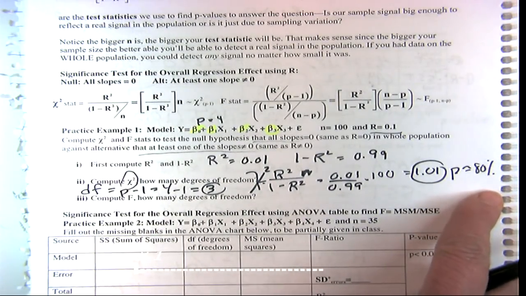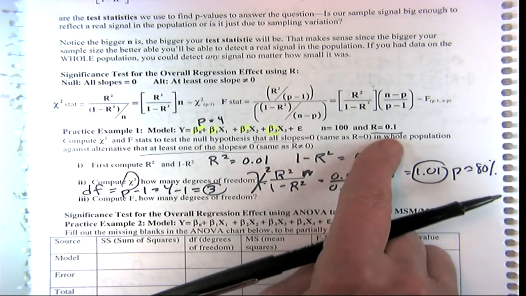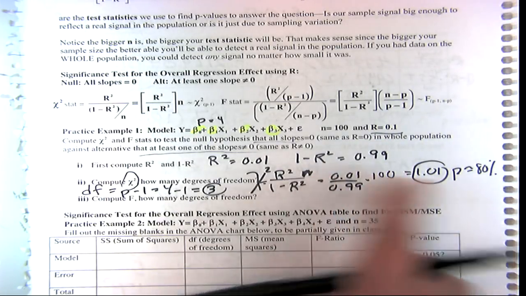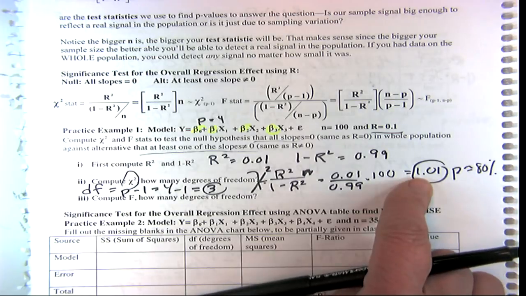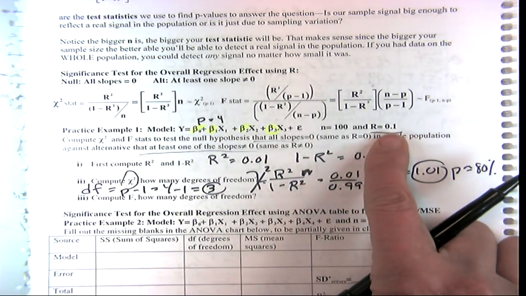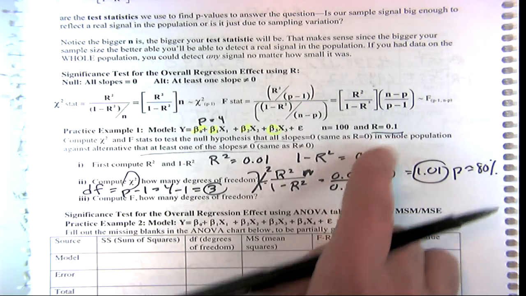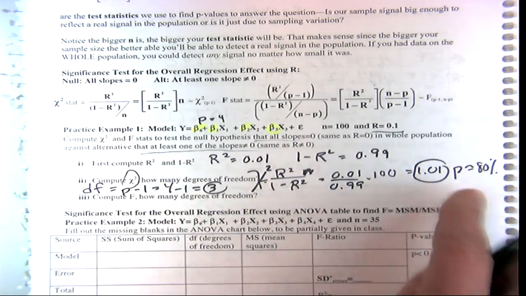It means that if there's nothing in our model, this r squared just agrees very much with the null, that nothing's going on. Because 80% of the time when the null is true, we'll get a value of 1.01 or bigger. So this model is just, there's no model here. R squared of 0.1 is hardly any model at all. This would happen all the time by chance.